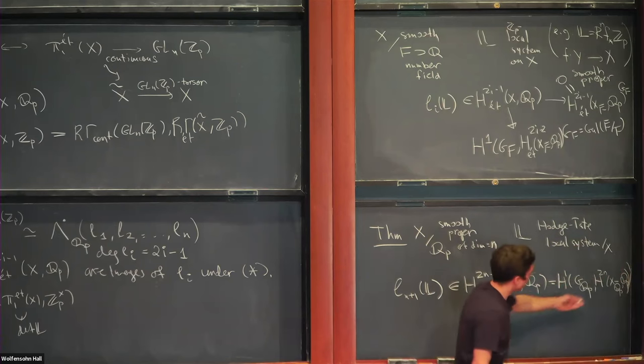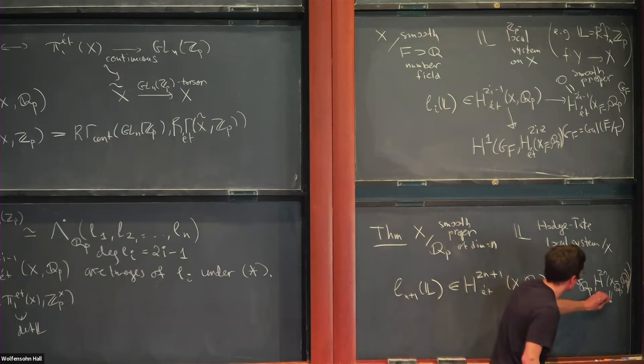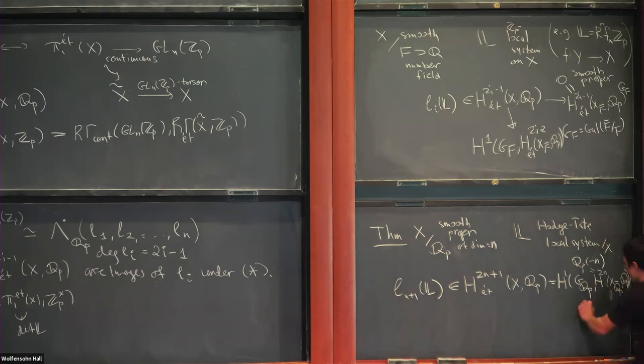Okay, but now by Poincaré duality, this is just a Tate twist. And so I'm computing first Galois cohomology of Q_p(-n), so the minus n-th power of the cyclotomic character. And this can be canonically identified with Q_p itself, for instance, by the Bloch-Kato exponential. And so this l_{n+1}(L) is some p-adic number this way. And the claim is that this p-adic number has the following expression.